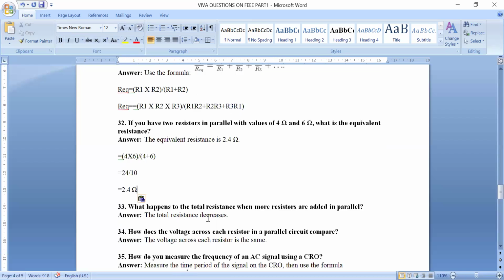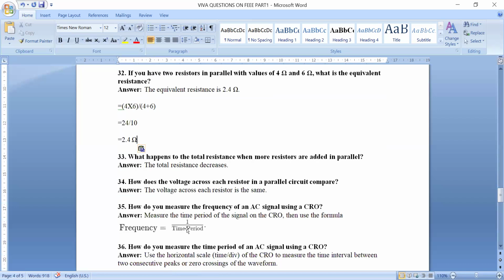What happens to the total resistance when more resistors are added in parallel? If you connect a number of resistors in series, the total resistance increases. If you connect a number of resistors in parallel, the total resistance decreases, because you can check with the formula: R1, R2, R3 divided by, division takes place. That's why the resistance decreases. How does the voltage across each resistor in a parallel circuit compare? The voltage across each resistor remains the same in a parallel circuit.